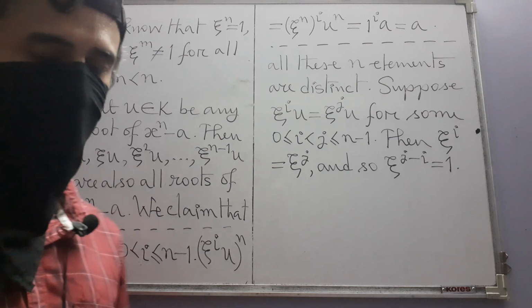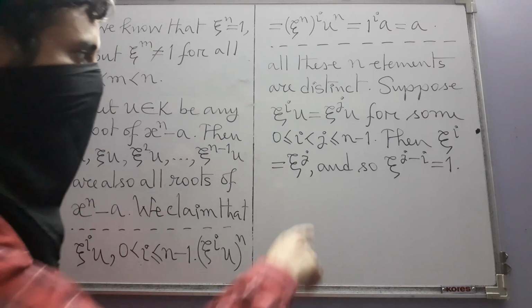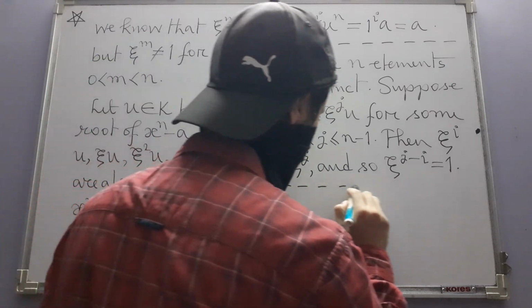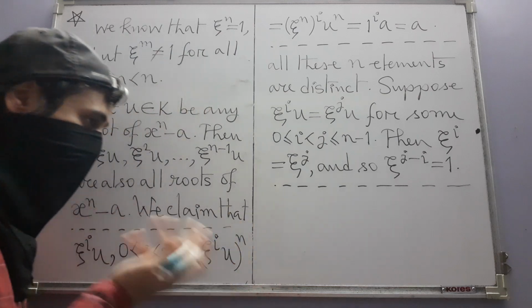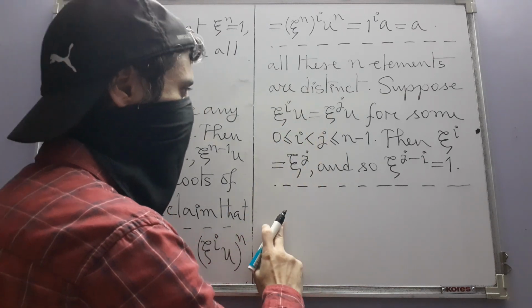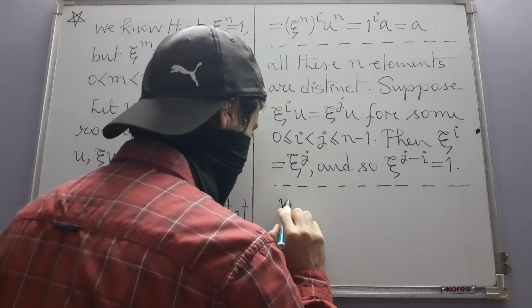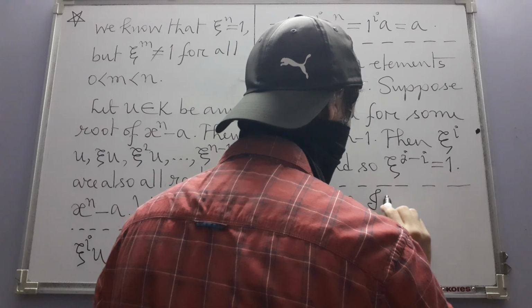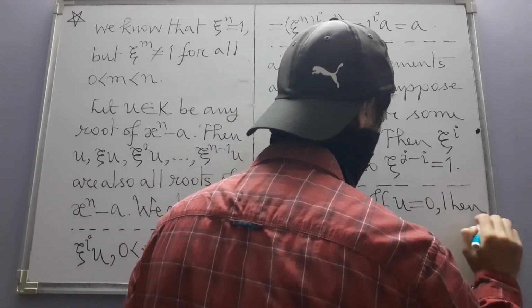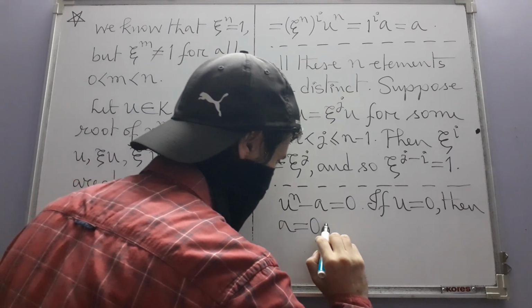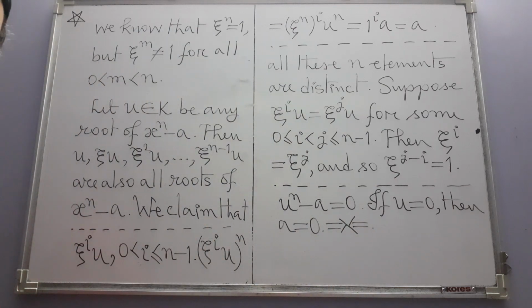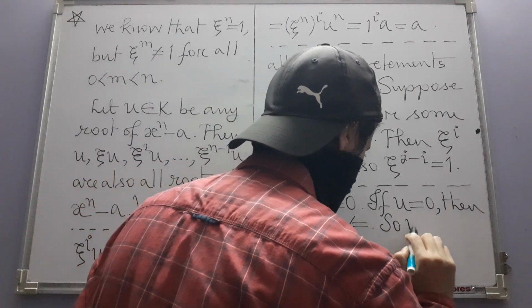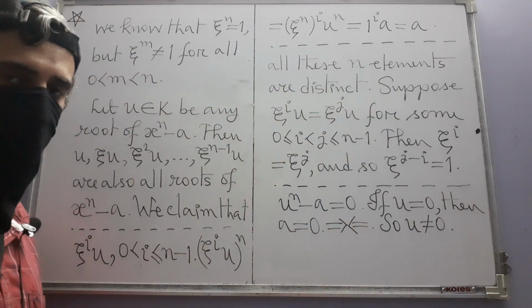But there is a question that arises here. How do you know that u is not equal to 0? To answer that question, you can proceed like this. What do you know about u? U is some root of x to the power n minus a, right? That means u to the power n minus a should be equal to 0. Now, if u is equal to 0, then a would be equal to 0. But this is a contradiction, because our choice of a is that it's a non-zero element from F. That's why u is not 0, and that's why we can cancel u from both sides.